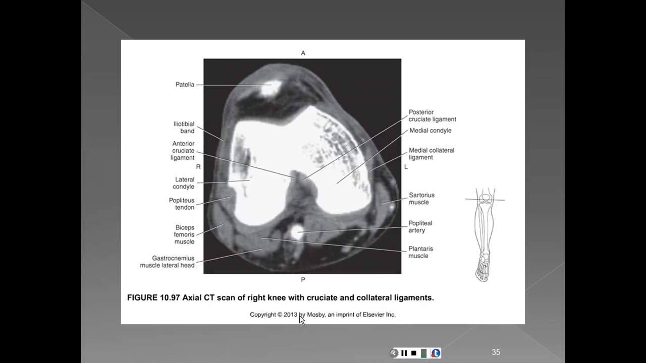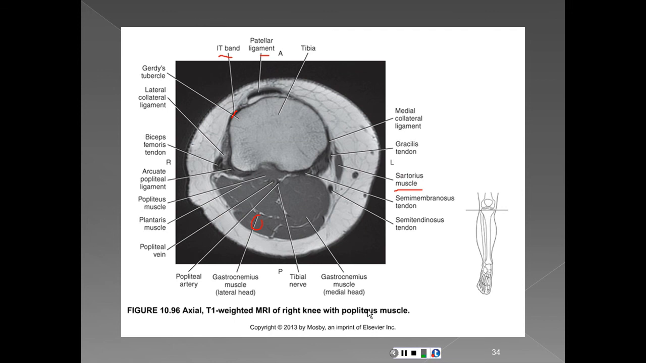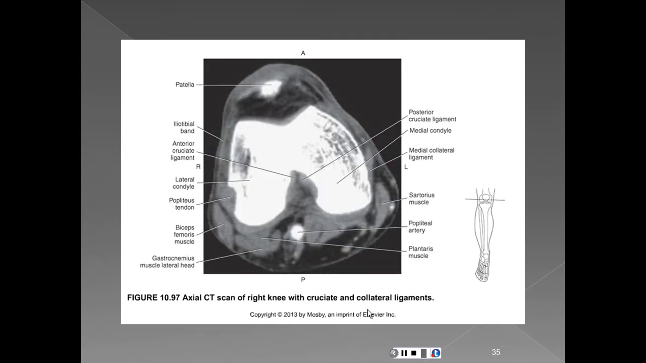CT, axial CT of the right knee with the cruciate and collateral ligaments. One thing I wanted to point out to you is the difference in the quality of soft tissue differentiation between MRI and CT. Here CT can give a good picture of the bone, but look at the difference in the anatomy of the muscle structure, the soft tissue. Fat, the contrast between fat, vessel, and muscle, much more pronounced in MRI than CT.